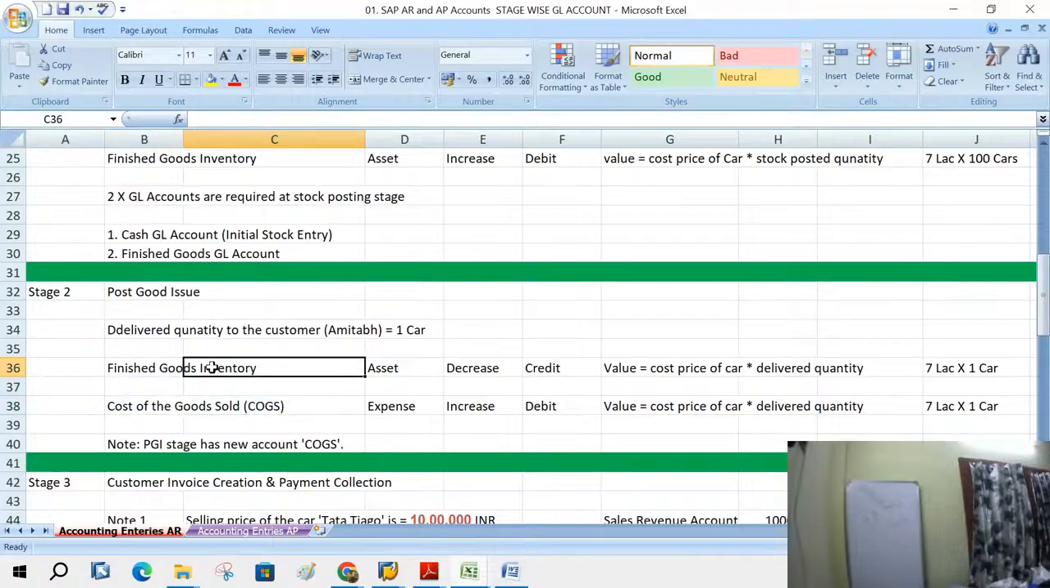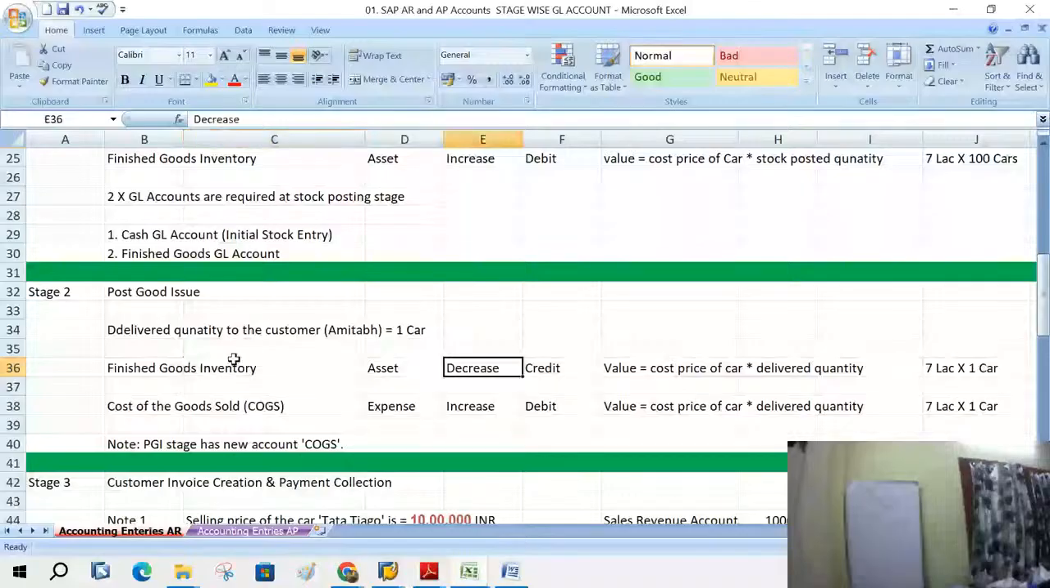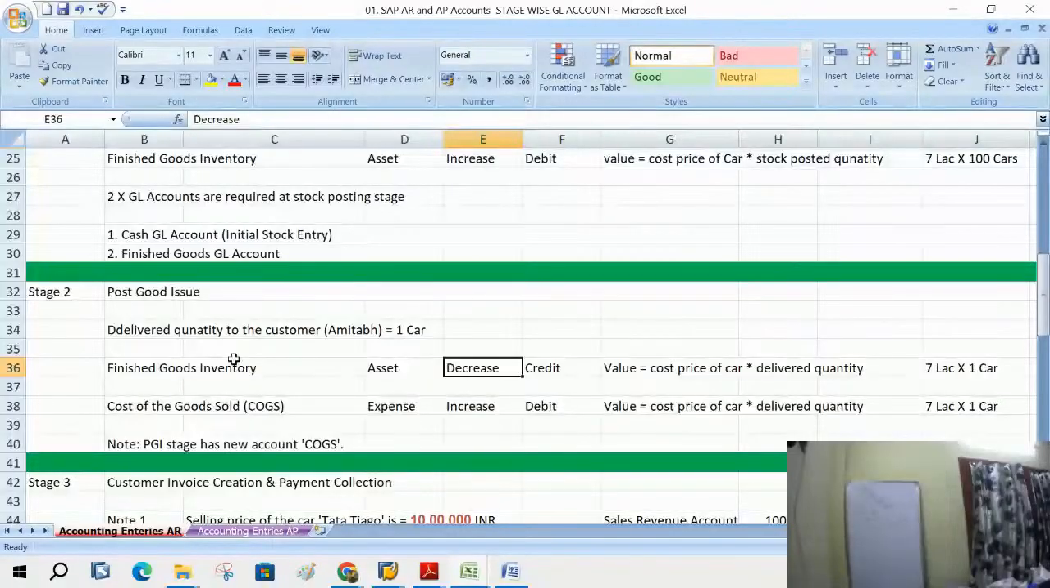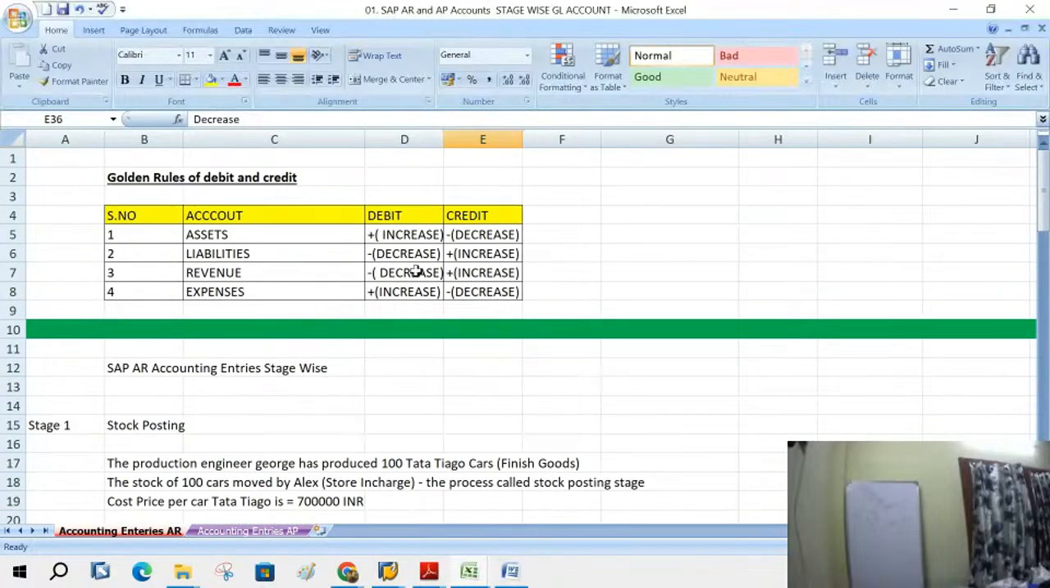What is going to happen to finished goods inventory? Finished goods inventory is an asset. 500 cars are going out of the stock, yes or no? So the asset is decreasing in post goods issue, because in the post goods issue stage it goes out of my premises. So it is decreasing. If the asset decreases, what are you going to do? You are going to credit.